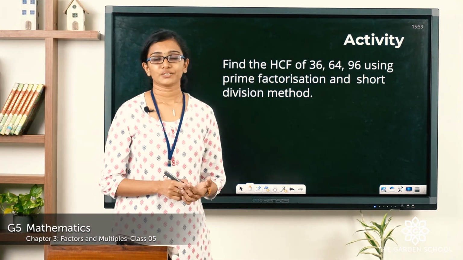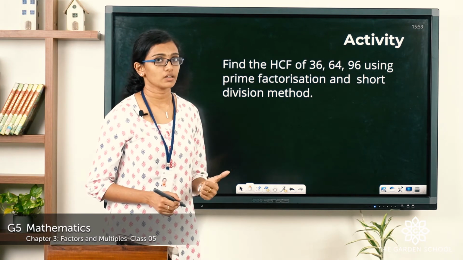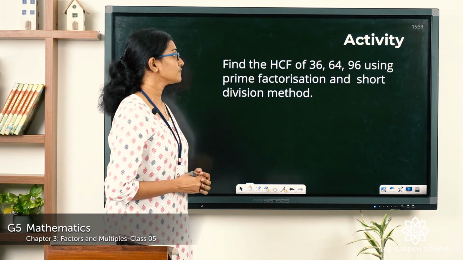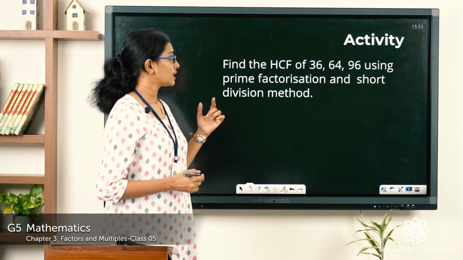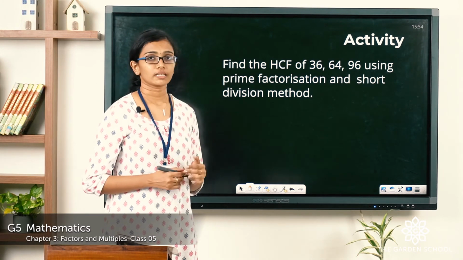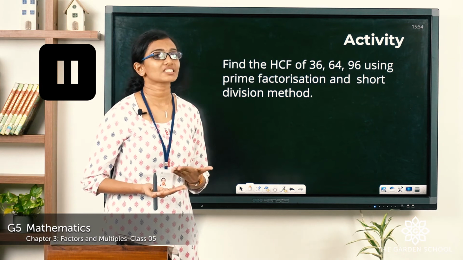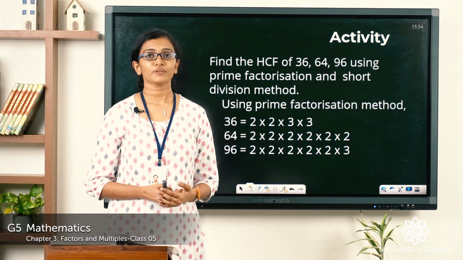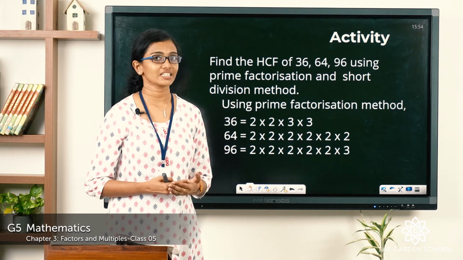Now, we will do one activity. You can note down this question in your notebook. Find the HCF of 36, 64, 96 using prime factorization and short division method. You can pause the video, finish the activity and come back. Hope you finished doing that activity. Now, let's discuss the answers.